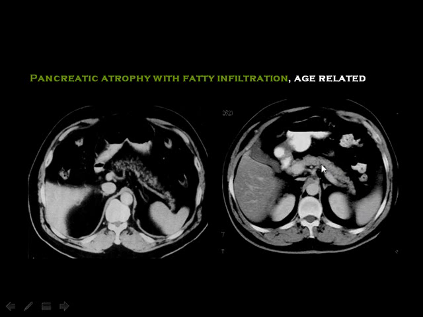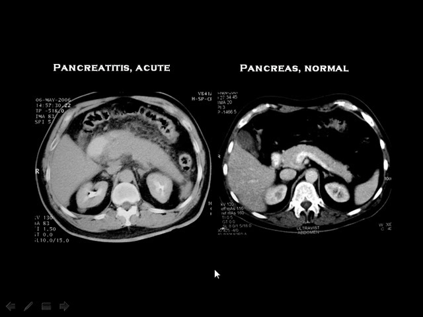Sometimes the pancreas in old age is infiltrated by fat. And then if you look at the pancreas, you can see this appearance, which is normal if the patient is above 50. And you know this is the splenic vein, which is running posterior to the pancreatic body and tail. This is the normal pancreas. This is the splenic vein running posterior to the pancreas, and you see the peritoneal fat is clear.